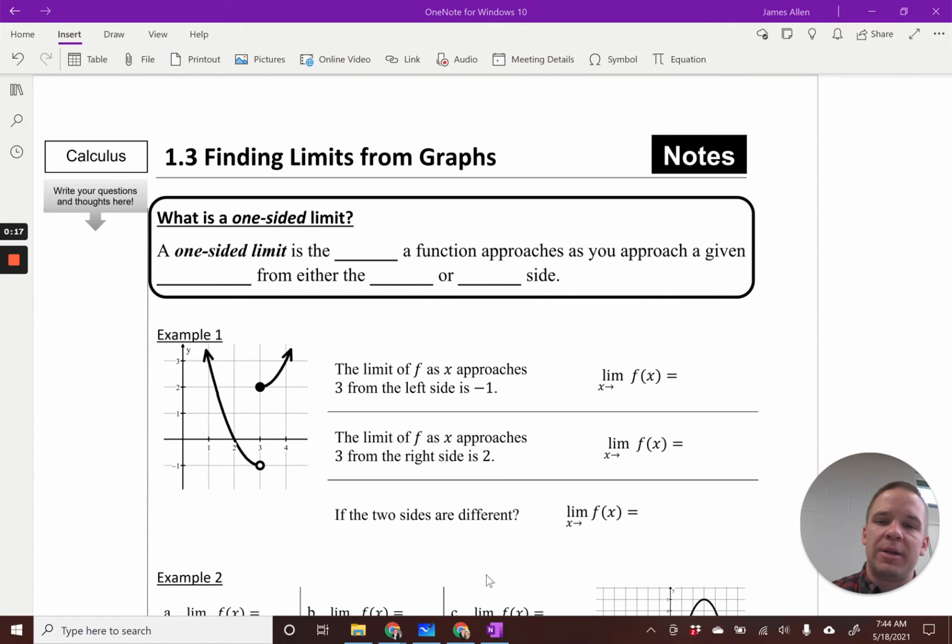So a one-sided limit is the y value a function approaches as you approach a given x value from either the left or right side. Okay, so let's take a look here at this first example.